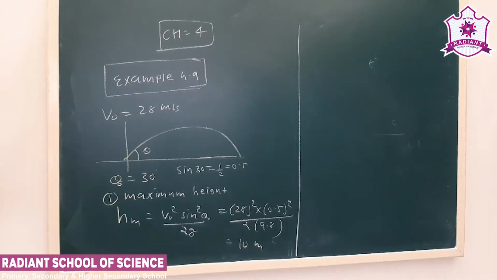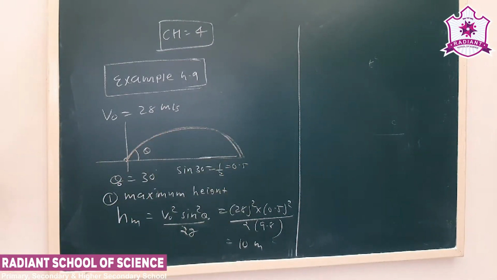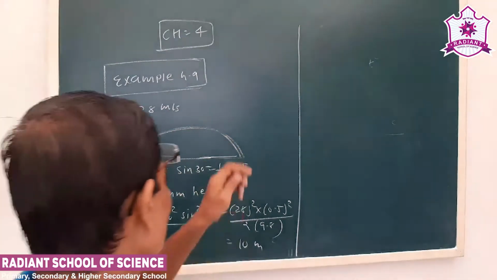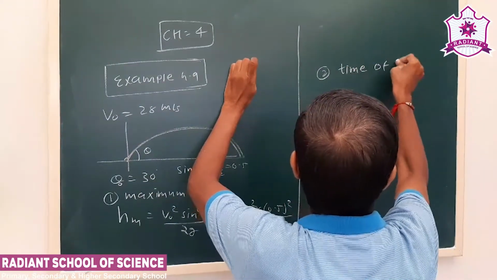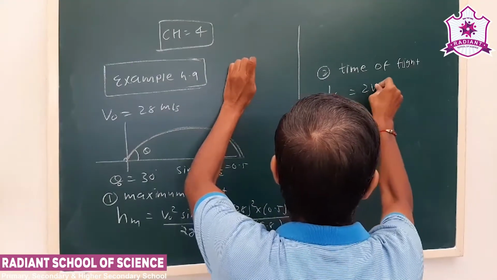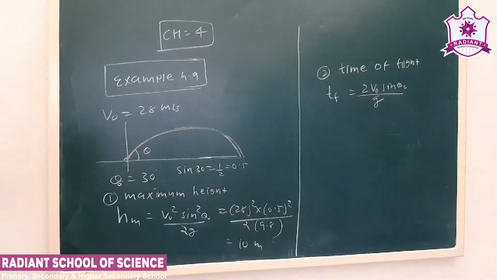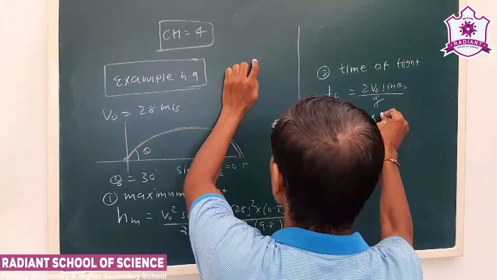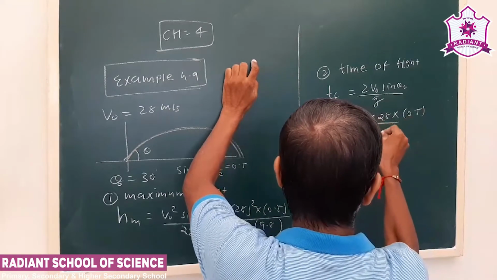Now second is the time of flight. That is the time from the point of projection to its reach to the ground. This is the equation we derived earlier: 2 v0 sine theta 0 upon g. v0 is 28, sine 30 is 0.5 and g is 9.8.